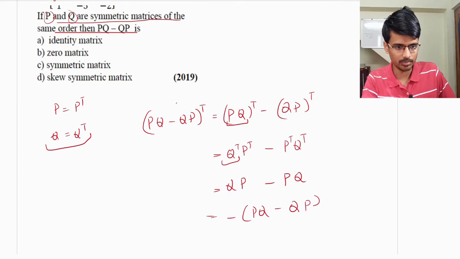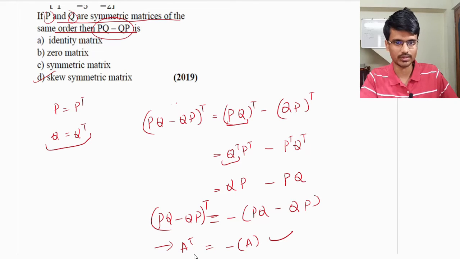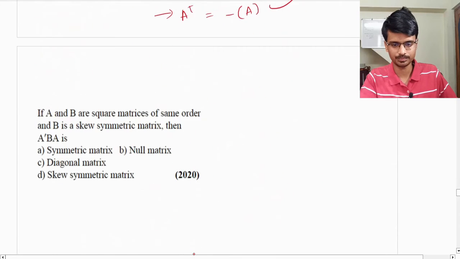Now observe, PQ minus QP whole transpose is equal to minus of this thing. If I call this the A matrix, A transpose is equal to minus of A. What is this? It is a skew symmetric matrix. This condition tells us that the given matrix is skew symmetric. So this is how you approach these kinds of questions. You can expect a similar question.